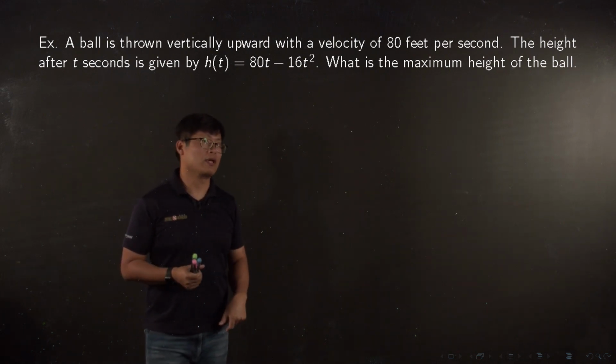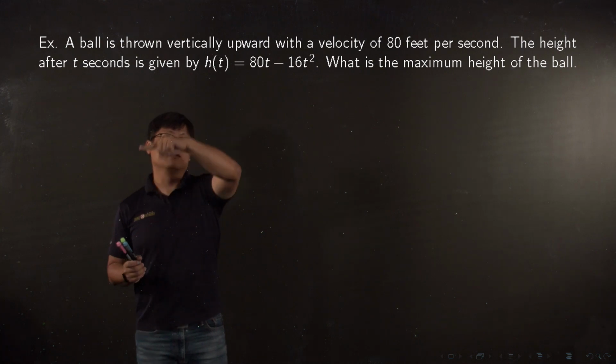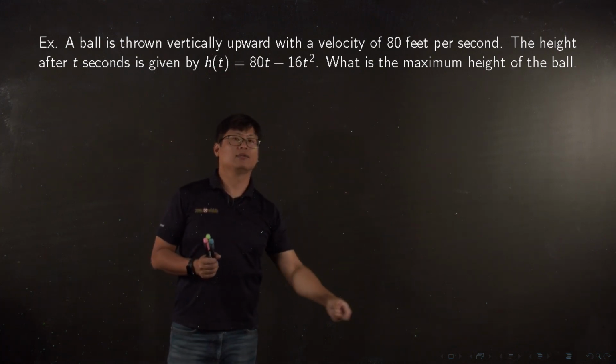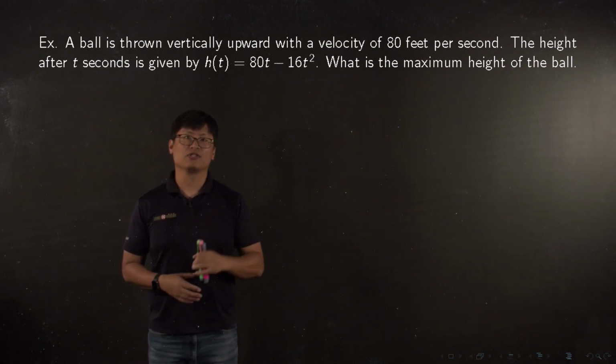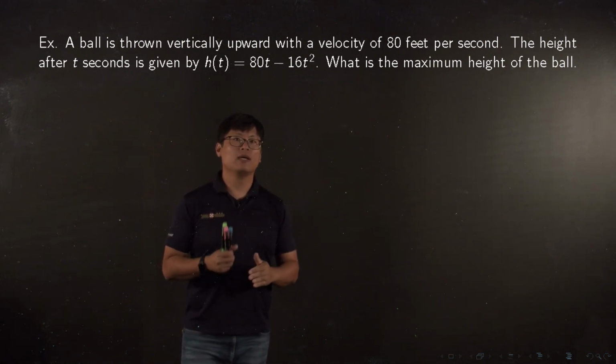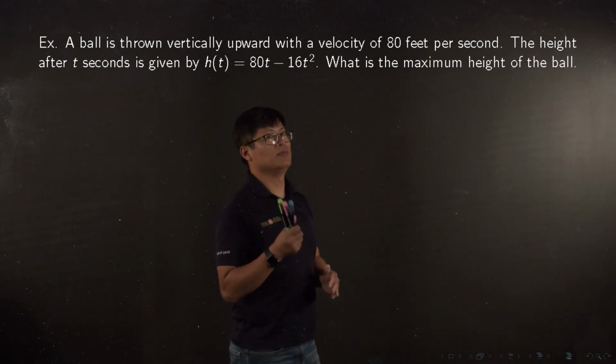But that really makes sense, right? Think about the graph of that one. It's quadratic, which means going up and down. Does it make sense? Okay. So we can say h of t is the position function. Then we're going to talk about the maximum height of the ball.